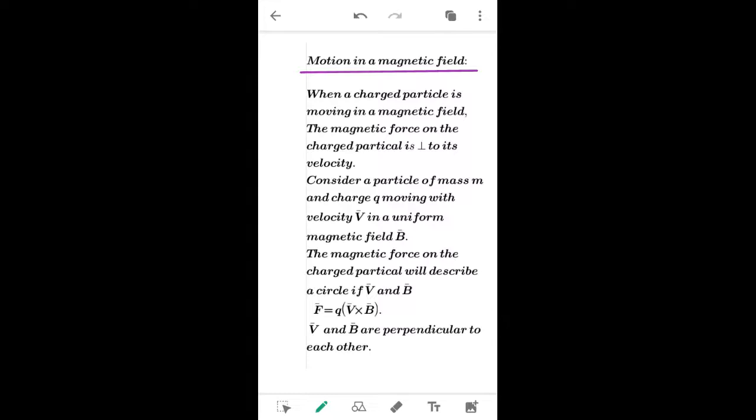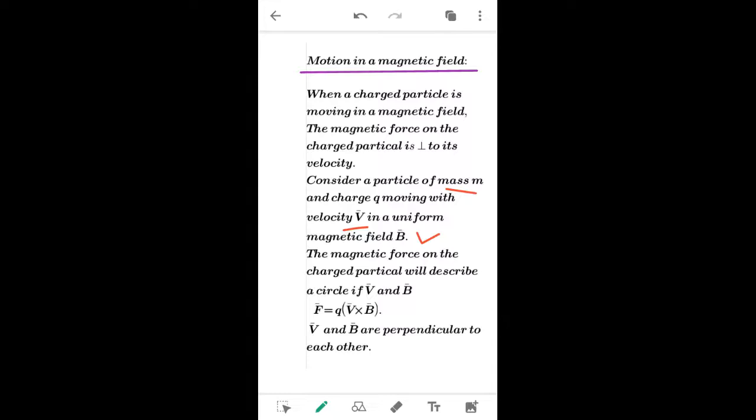So now we will take the charged particle in a magnetic field. In the presence of the magnetic field, what type of force is experienced by the charged conductor or the charged particle, that we are going to see. So now the charged particle has a mass m, and it is moving with a velocity vector v in a uniform magnetic field B. Now what force does it experience?